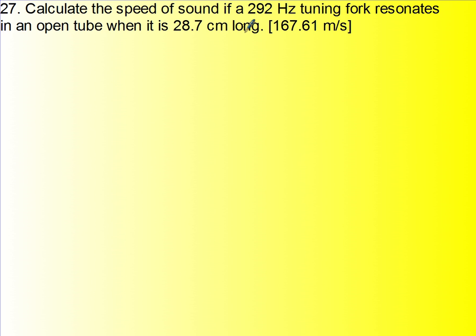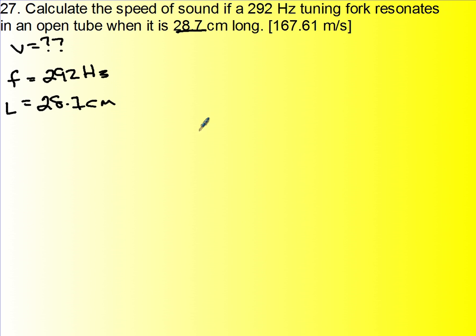All right. Calculate the speed. So we're looking for V. If a 292 hertz tuning fork resonates in an open tube when it's 28 cm long. Okay. Now I know Fn is nV over 2L. That's the only formula I have. In this case, I'm going to assume n is 1. If I don't tell you, n is 1. All right. So I'm looking for V.